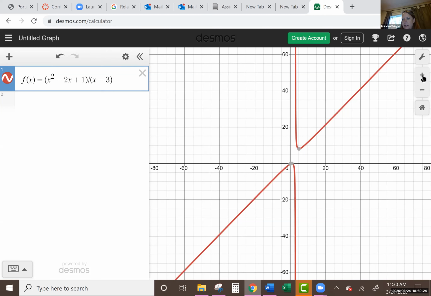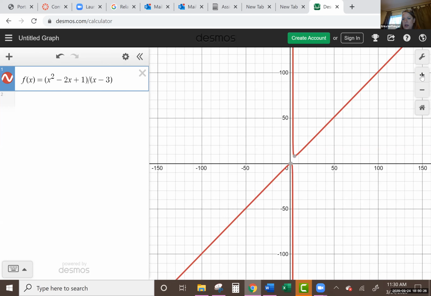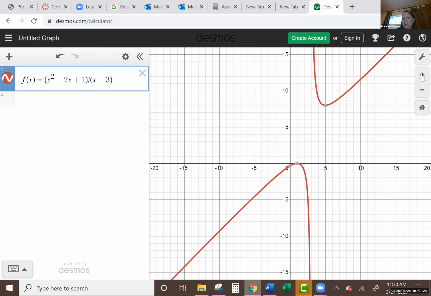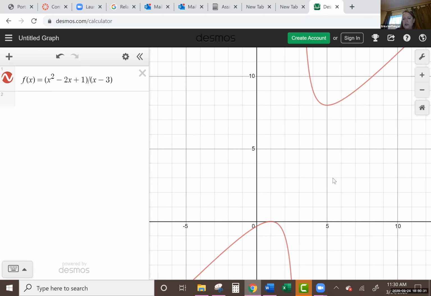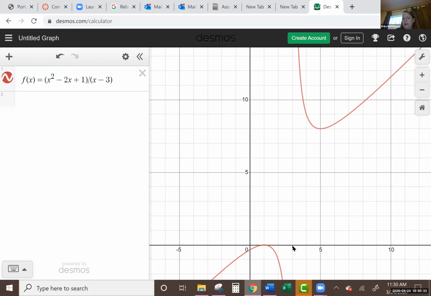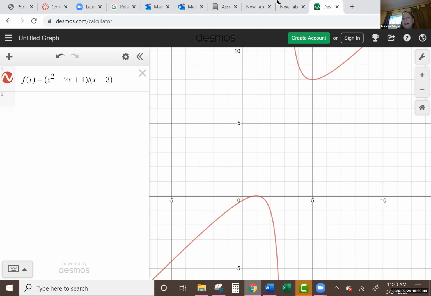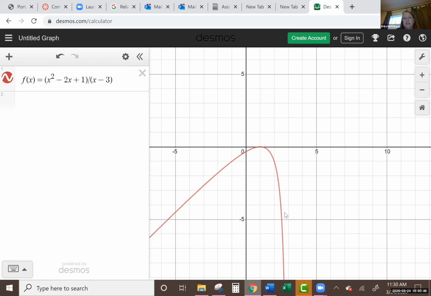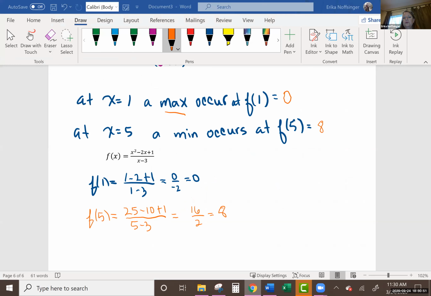And if I zoom out a little more, you can notice that there's an asymptote at x equals 3. As x approaches 3 from the right, this is a kind of reminder of limits, it's going to positive infinity, and as x is approaching 3 on the left, the graph approaches negative infinity. Any questions on that?